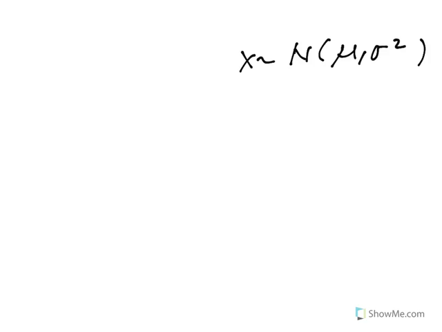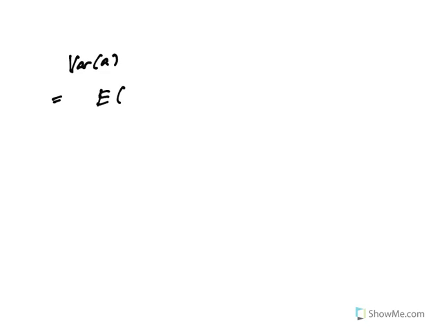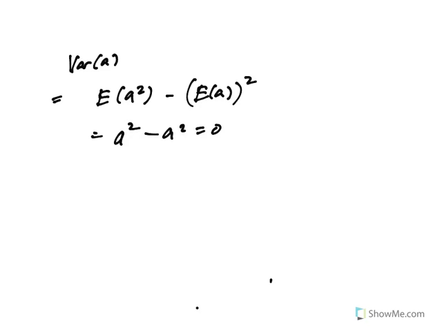Then variance of A is equal to 0. Why? Think about it. Variance of A is the same as E of A square minus E of A, whole thing squared. What is E of A square? A square. And E of A whole thing squared is also A square. So the difference is 0. That makes sense.